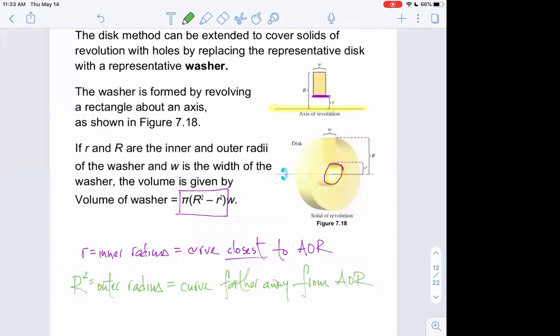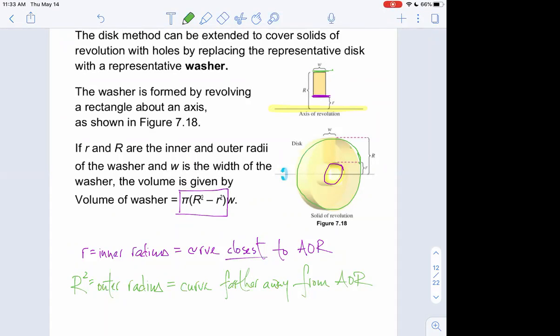Okay, so the green curve would be the one that makes the outer shape, the one that has a bigger distance from the axis of revolution. Okay. So it's probably even more important that we can see this on a diagram for the washer method, because we have to make sure we have the right inner radius and the right outer radius, okay? So let's take a look at an example, all right?